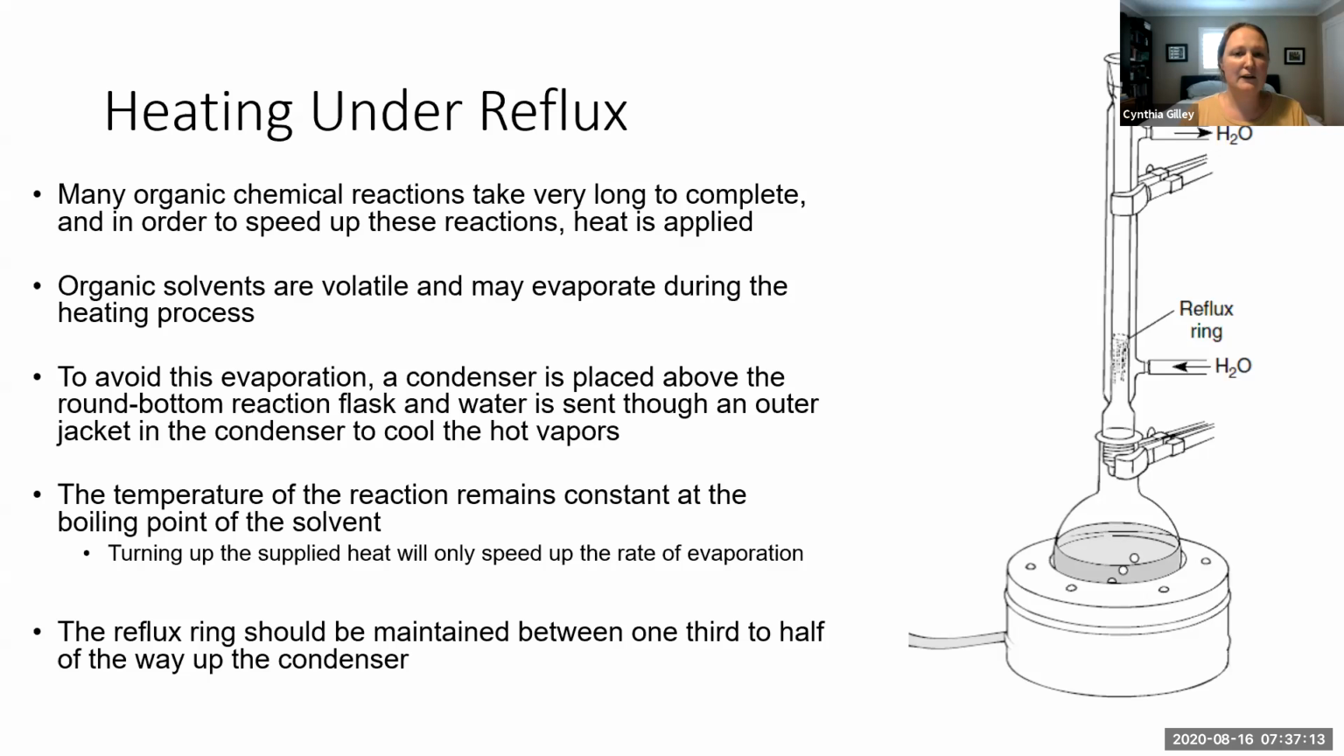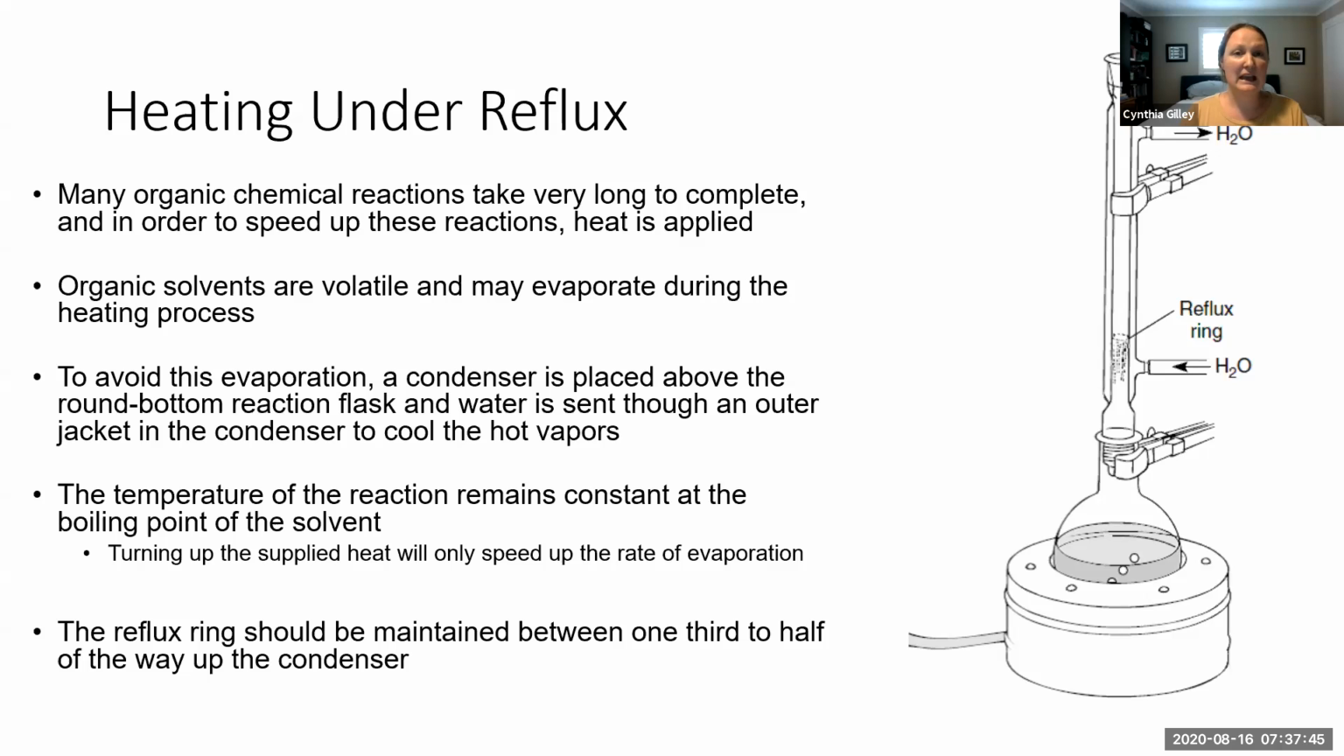So once you reach boiling, right, and you see drops forming on the condenser and they're falling back into solution, what happens if you continue to increase the amount of heat supplied to the reaction? You might think that the temperature of the reaction would go up, but it actually doesn't. It would remain constant at the boiling point of the solvent.